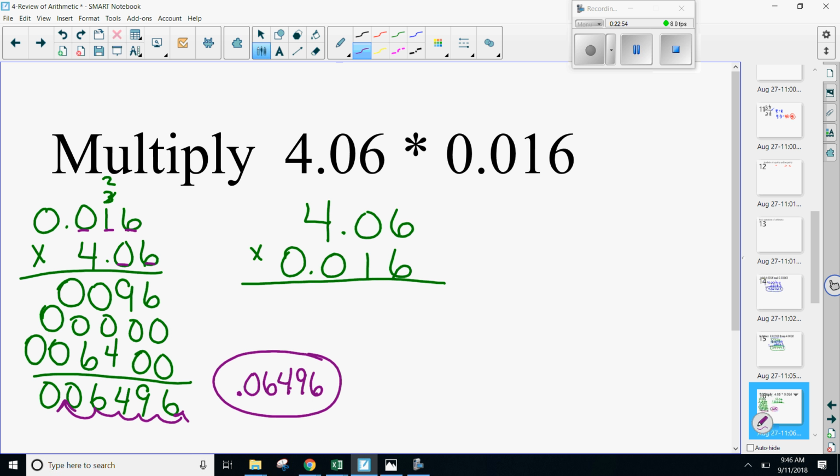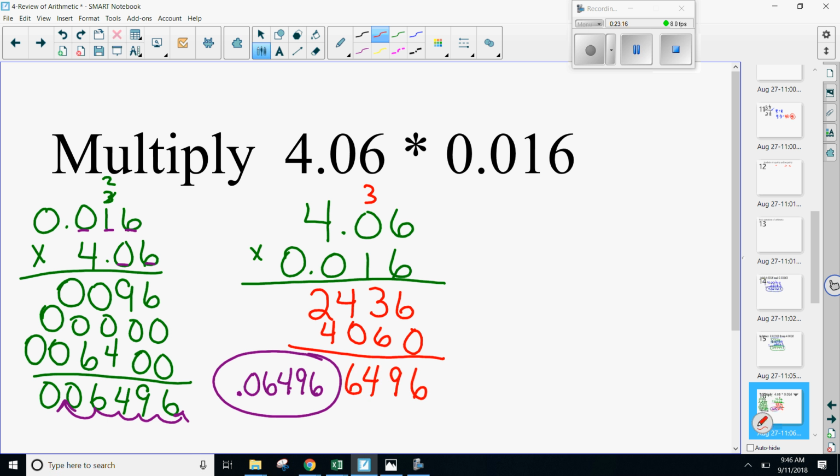Now the same thing could happen over here if you choose to use the other format. 6 times 6 is 36. 6 times 0 is 0. Plus 3 is 3. And 6 times 4 is 24. Now you bring down a 0. 1 times 6 is 6. 1 times 0 is 0. 1 times 4 is 4. And then the rest are all going to be zeros. So if you add them together, you get 6496. But then you move your decimal point over the 5 places, and you get to that answer.